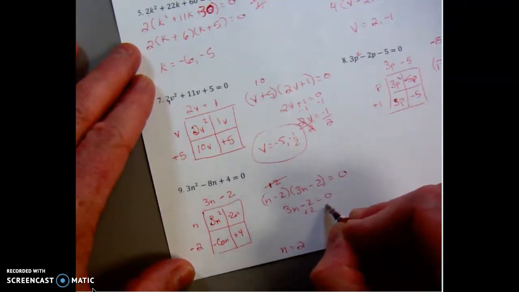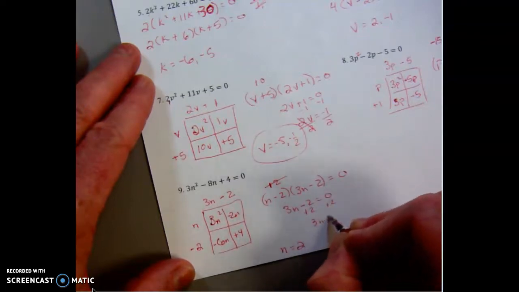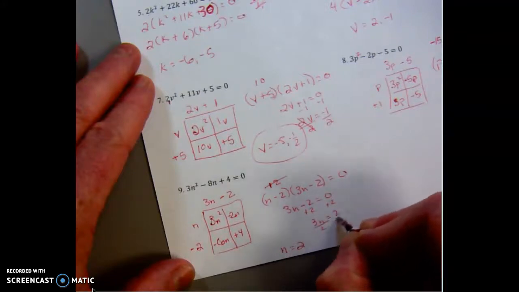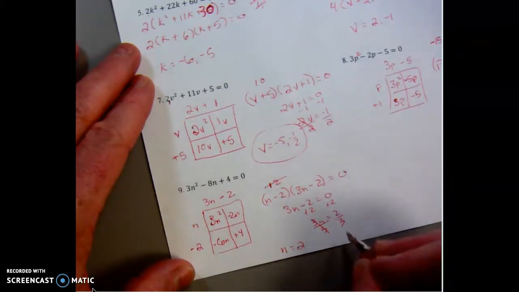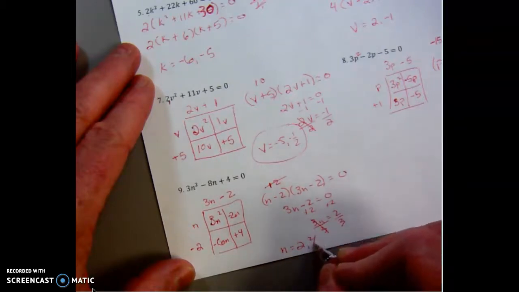3n minus 2 equals 0, so we'll solve that. Plus 2. 3n equals 2, divide by 2. Or divide by 3. What am I doing? 3's cancel. n equals 2/3.